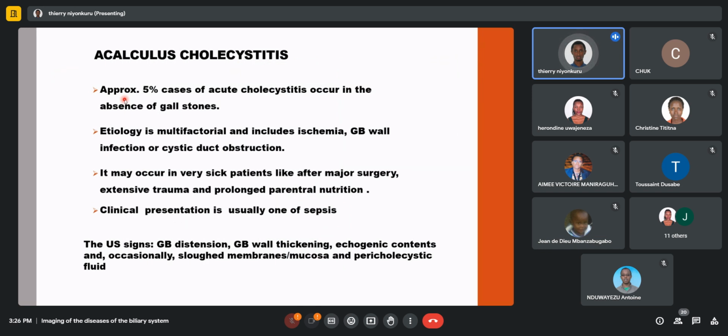There is also acalculous cholecystitis, which accounts for 5% of cases of acute cholecystitis, and occurs in the absence of gallstones. It may be due to ischemia, gallbladder infection, or cystic duct obstruction. It usually occurs in sick patients after major surgery or extensive trauma, or patients with prolonged parenteral nutrition, and it has a clinical presentation of sepsis. On ultrasound, you see gallbladder distension with wall thickening and echogenic content inside the lumen, with pericholecystic fluid collection or fat stranding.